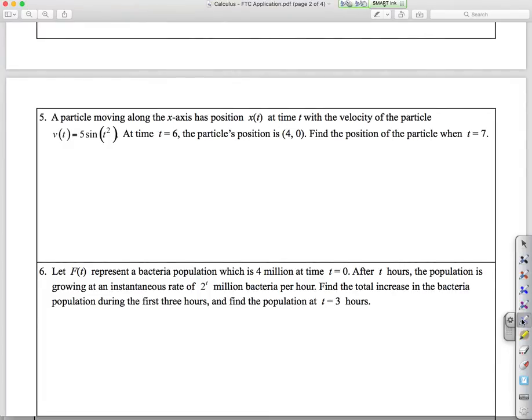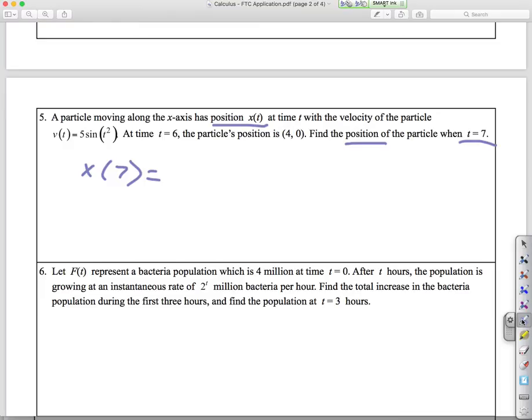A particle moving along the x-axis has position x of t at time t with the velocity of the particle v of t equals 5 times sine of t squared. At time t equals 6, the particle's position is (4, 0). Find the position of the particle when t equals 7. So what is it I need to find? X of 7. It wants the position when t equals 7, and it says right here that position is x of t.